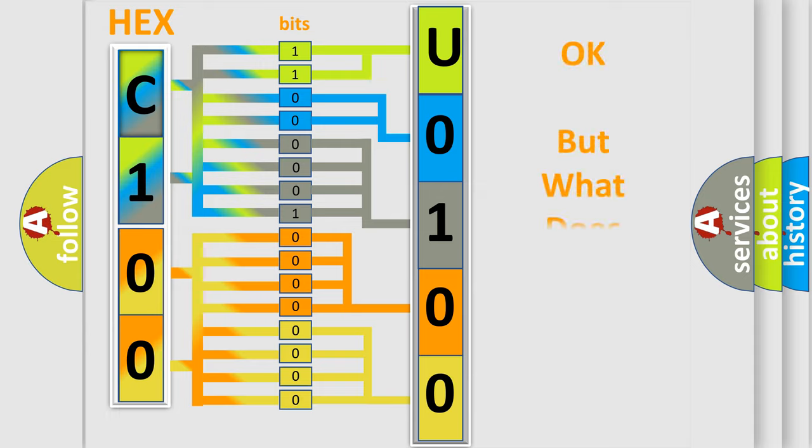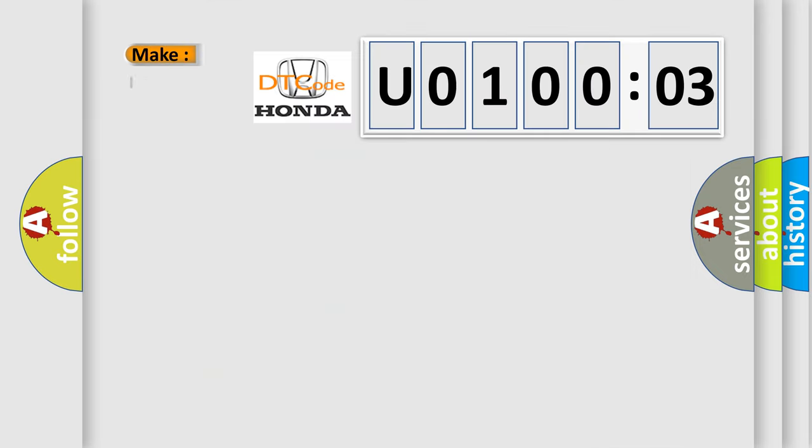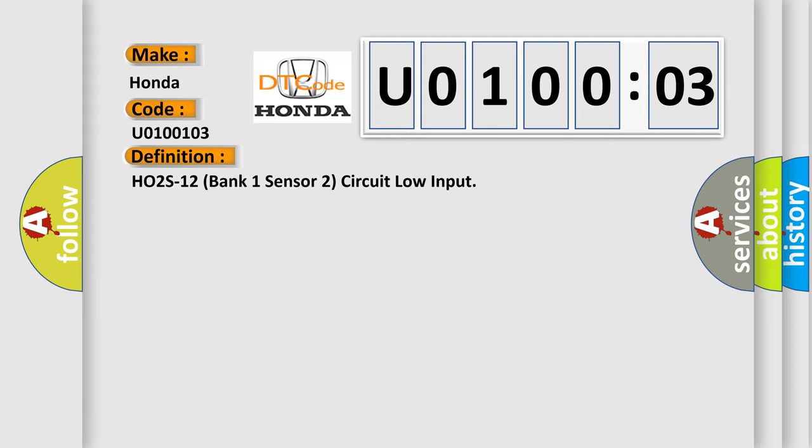The number itself does not make sense to us if we cannot assign information about what it actually expresses. So, what does the diagnostic trouble code U0100-103 interpret specifically for Honda car manufacturers? The basic definition is H02S12 bank 1 sensor 2 circuit low input. And now this is a short description of this DTC code.